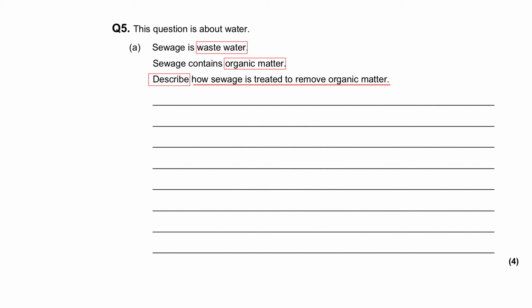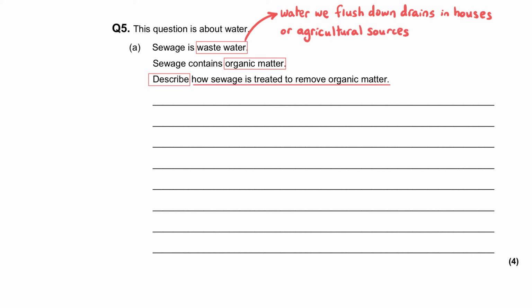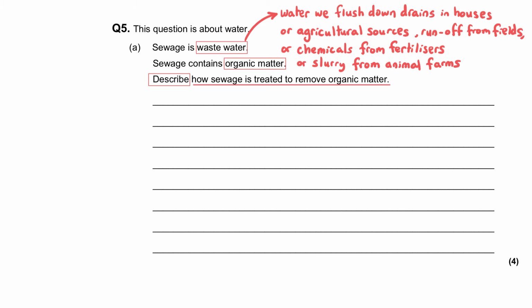Well, sewage generally is a name for anything really that enters into our sewers. And so that's water from when you flush your toilet and when it goes down the drain, when it comes from agricultural systems, so runoff from fields and chemicals and fertilizers that might have been used in industry, and things like slurry from animal farms. This is all classed as sewage, and so the range of organic matter that it might contain is quite varied, and so there are a number of different processes that need to be carried out to make this safe to enter our regular water system.